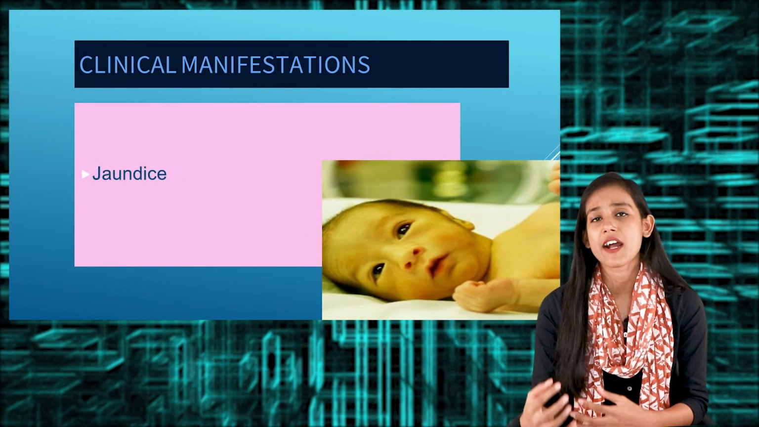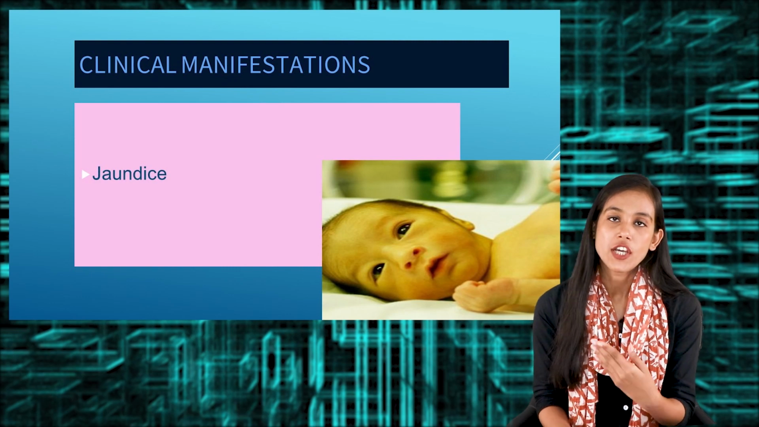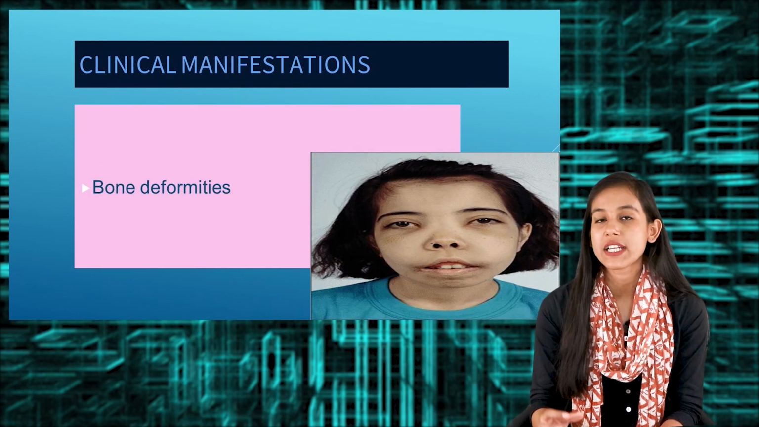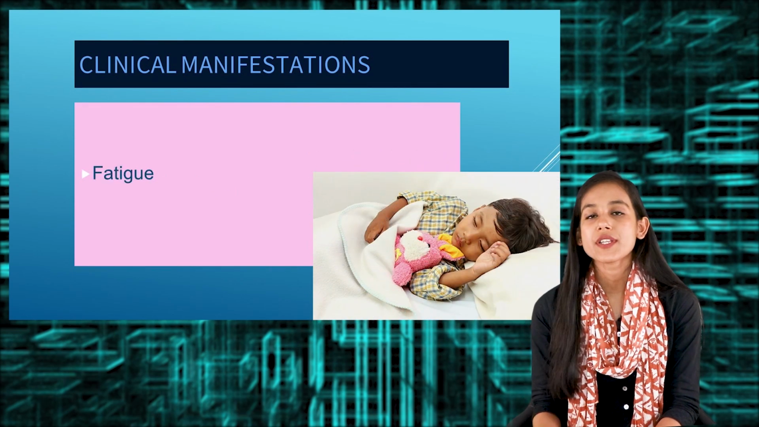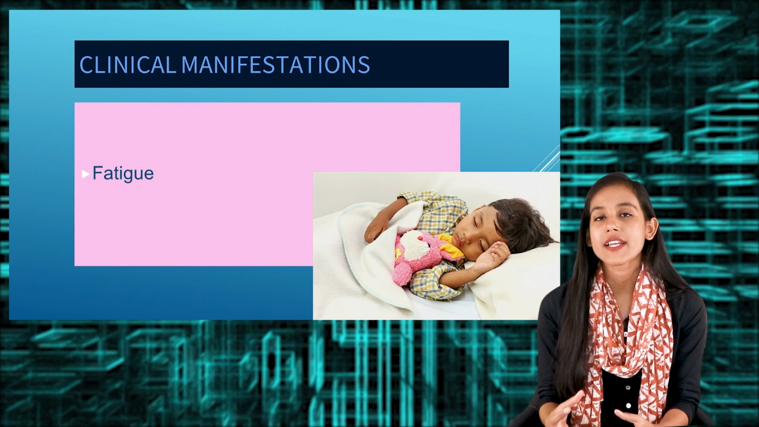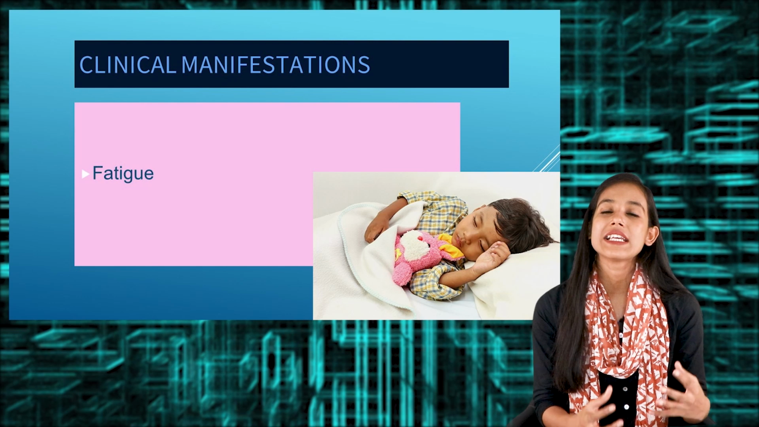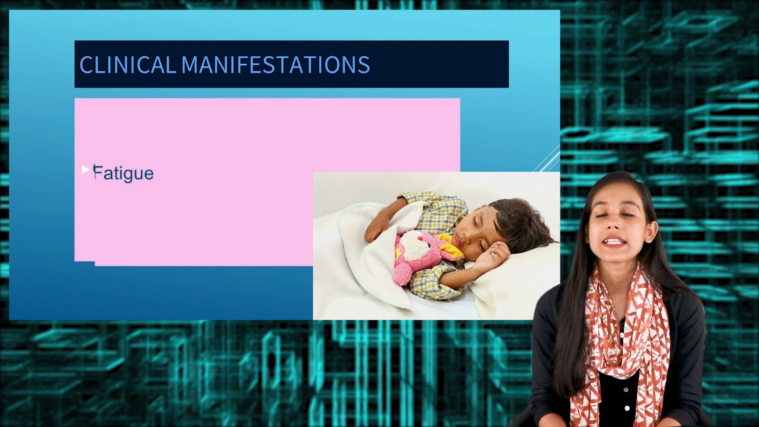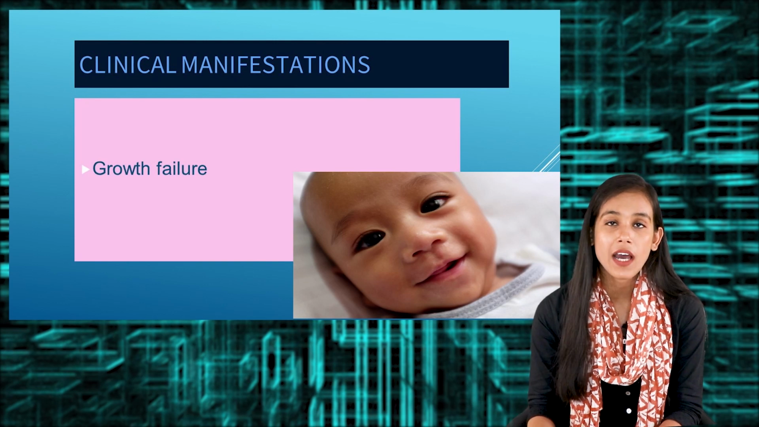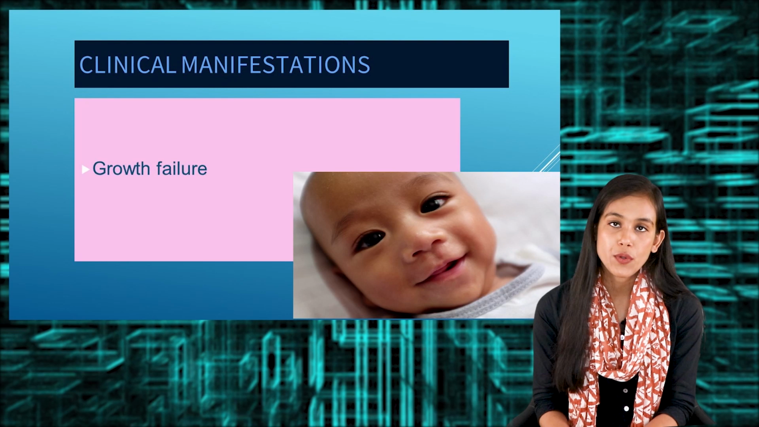Also, because of this rapid RBC hemolysis, there might be jaundice, and there might be bone deformities, especially in the face. And also there would be easy fatigability, because there is not enough oxygen in the blood, right? So because of that, the child will easily get tired. And then there might be growth failure, because of this anemia the child will not have proper growth, so there would be growth failure.